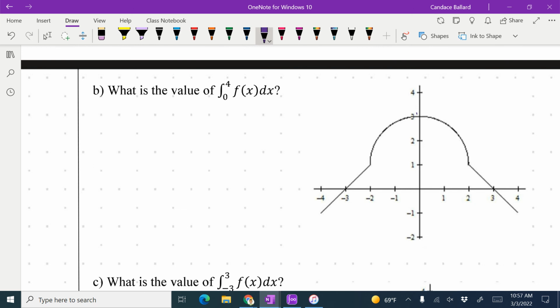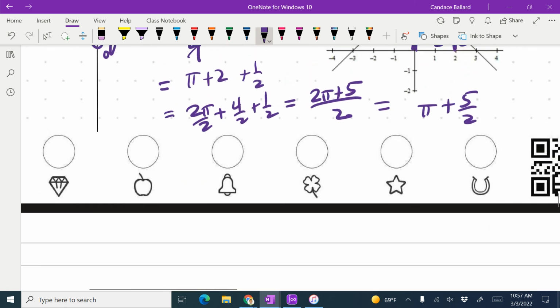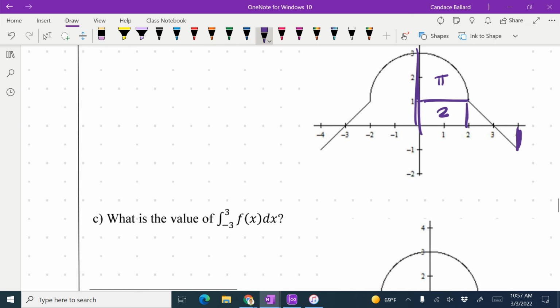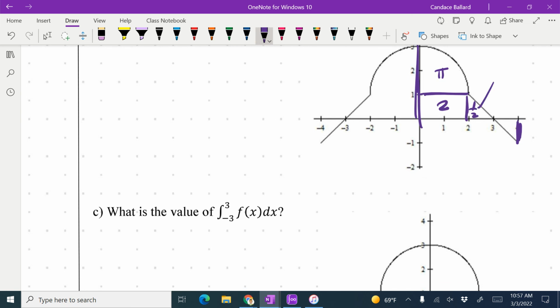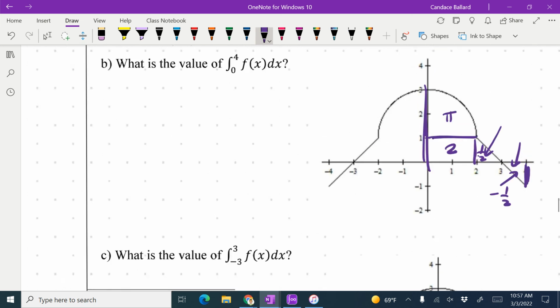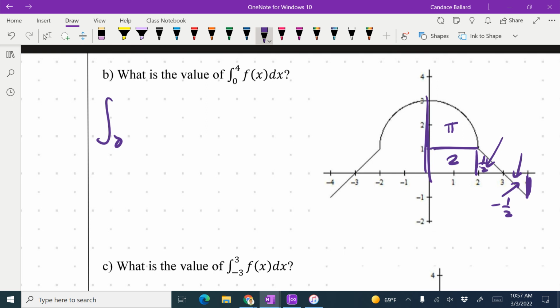All right, this time it says I'm going from 0 all the way to 4. Okay, it looks like I've kind of got the same parts again. I know this one was pi, this one was 2, this one was 1/2, right? That one's 1/2. What do you notice about this triangle and that triangle? They're the same. So what's the area of this one going to be, though? Good. So what's going to happen with the 1/2 and the negative 1/2? They're going to cancel. Good.